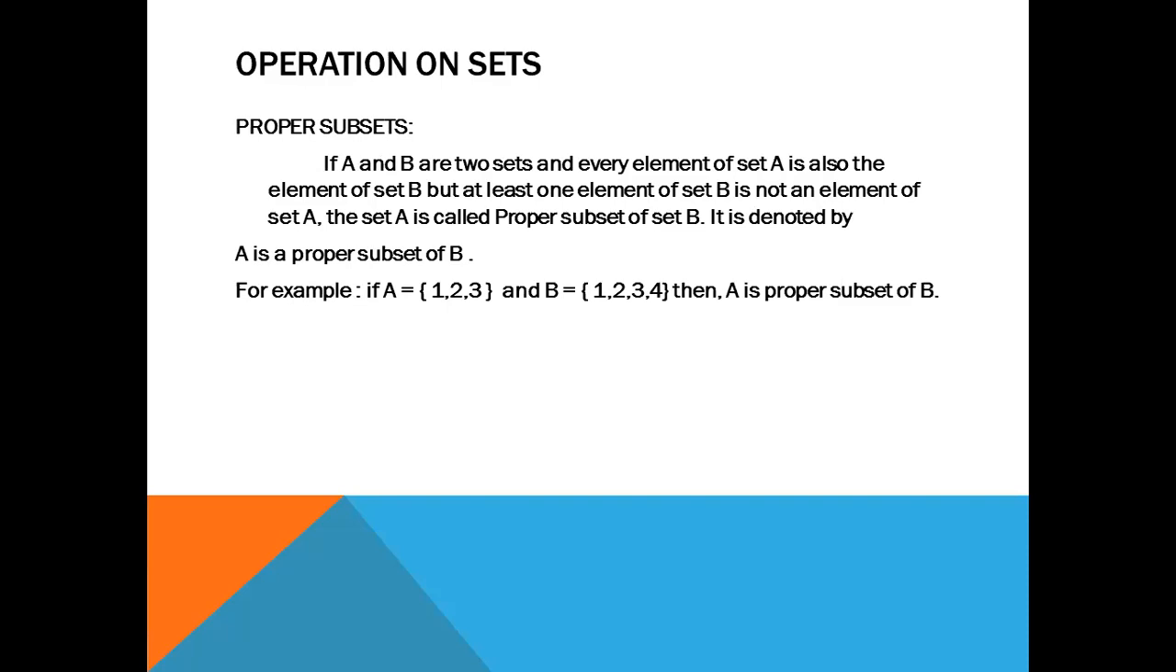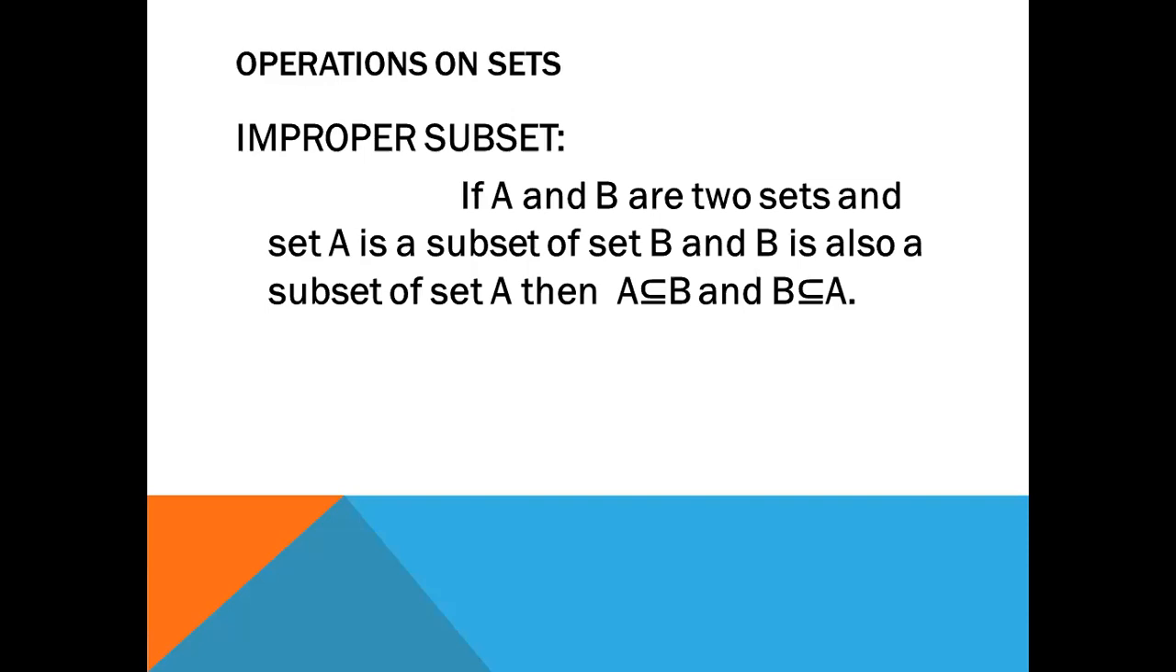Then we come to the improper subset: when A and B are two sets and A is a subset of B and B is also the subset of A. Then both the sets are subsets of each other. Then we say that A is an improper subset of B and B is an improper subset of set A. The difference between the proper and improper is that in improper, both A and B can be the subset of each other, but in the proper subset, only one set will be the proper subset of the other.